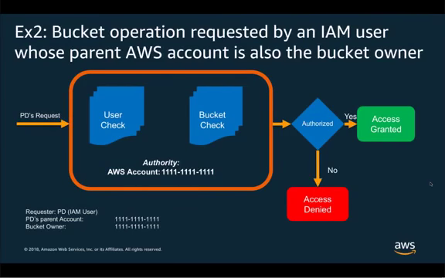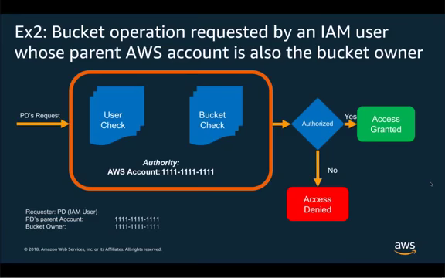In the second example, a bucket operation is being requested by an IAM user whose parent AWS account is also the bucket owner. So PD is an IAM user. PD is not the root. It's just an IAM user in that account. Because the request is from an IAM user, in the user context check, S3 evaluates all policies that belong to the parent AWS account to determine if PD has the permission to perform the operation.